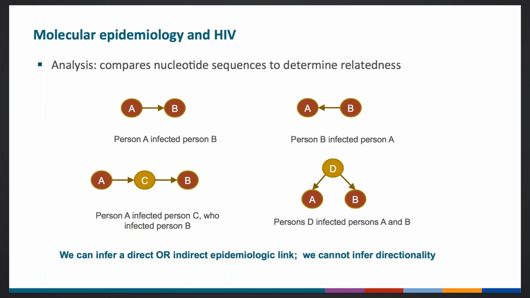So when we identify a pair of sequences that's closely related, it's important to think about what we can and can't say about them. If person A and person B have very similar sequences, it's possible that person A infected person B, but it's also possible that person B infected person A. But another option is that maybe person A infected person C, who then infected person B. And if we don't have a sequence for person C, we might just see a relationship between the sequences for A and B. Or likewise, there might have been a person D who infected persons A and B. And if we don't have a sequence for D, we might just see that A and B are closely related. So we can infer that there's some sort of epidemiologic link, but it may be direct or it may be indirect, and we cannot infer directionality.